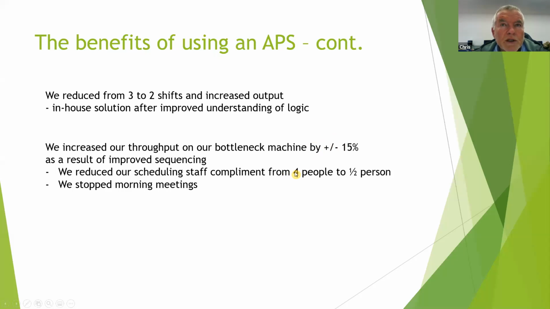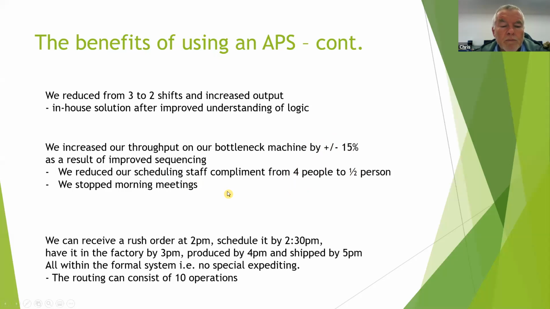And because the system was now doing the work, the 4 people involved in managing all the scheduling activities went down to half a person. Those other 4 people were redeployed into other jobs, and they stopped morning meetings because there wasn't a point in having them. Here's one where they have an automated schedule.